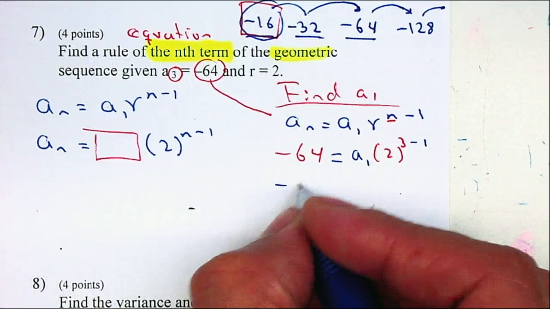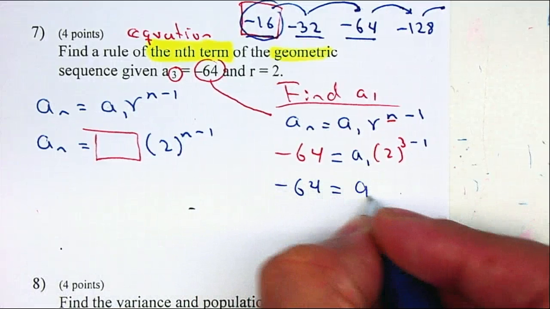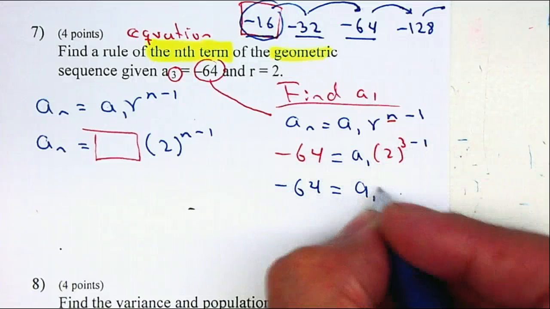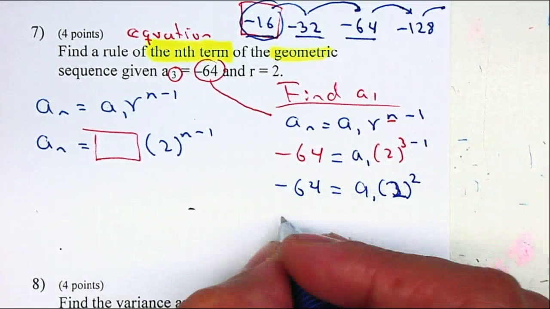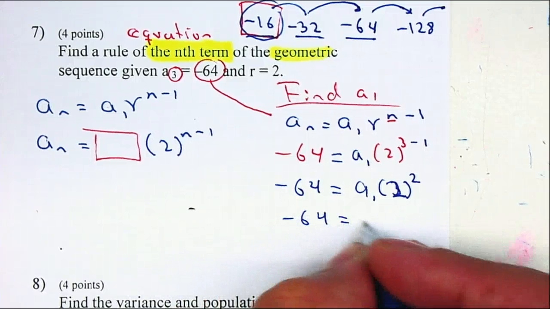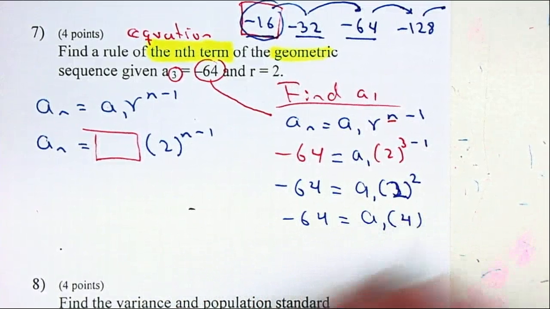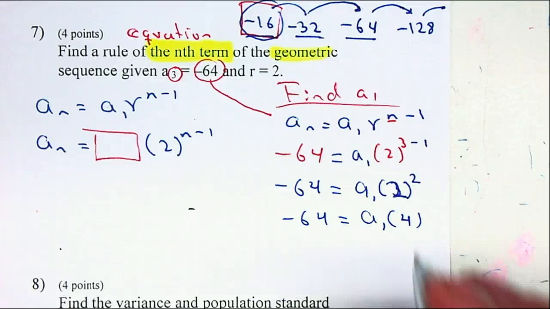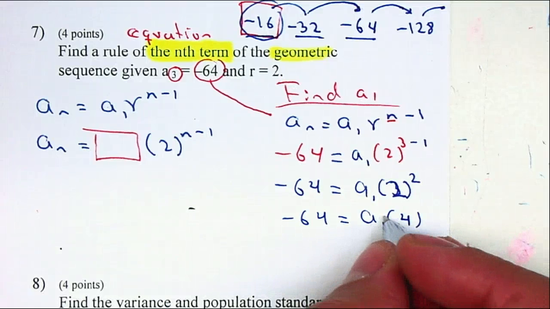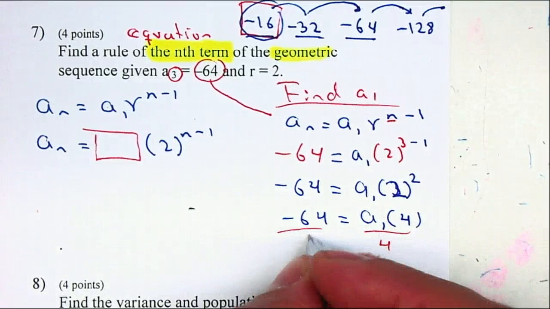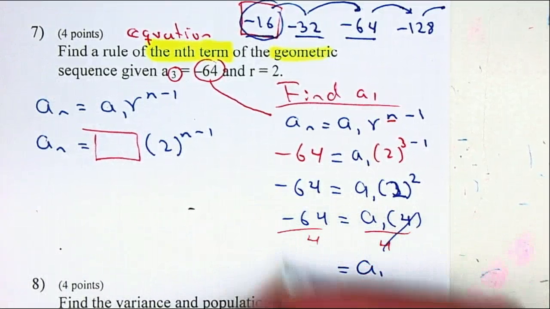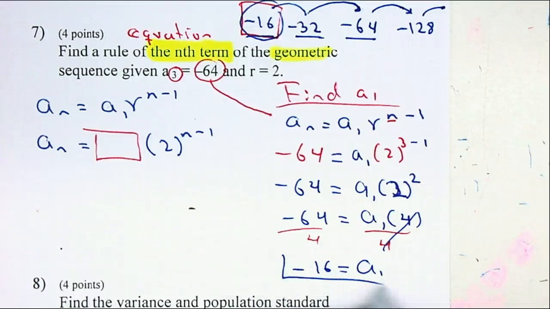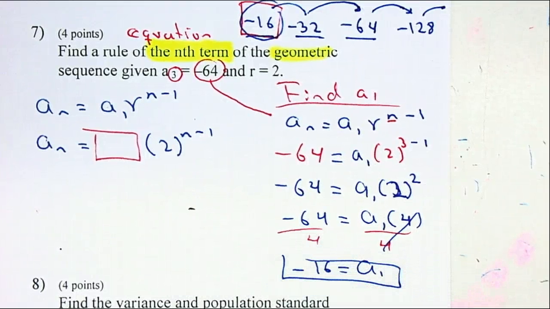From here, I just simplify. Negative 64 is equal to a sub 1. 3 minus 1 is 2. So 2 to the second power. So negative 64 is equal to a sub 1 multiplied by 4. And to solve for a sub 1, they're multiplying, so I'm going to divide by 4 on both sides. That cancels, so a sub 1 will be equal to negative 16. 64 divided by 4 will be 16. Negative divided by positive is negative 16.